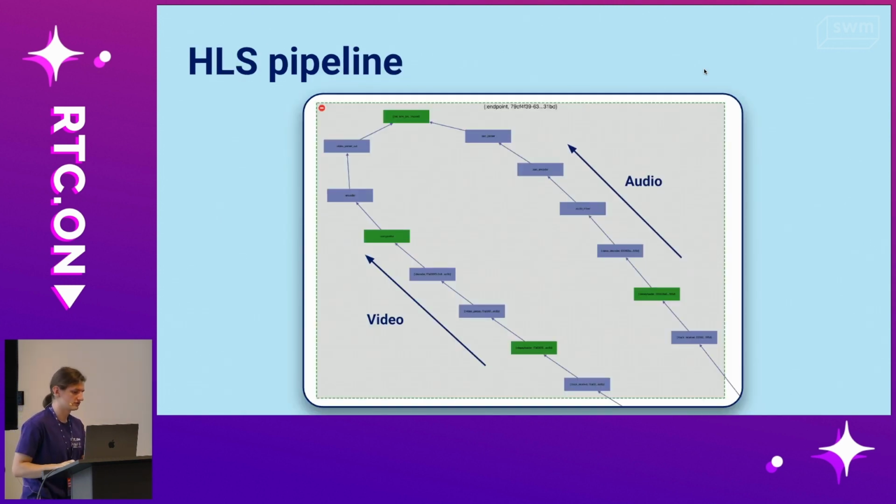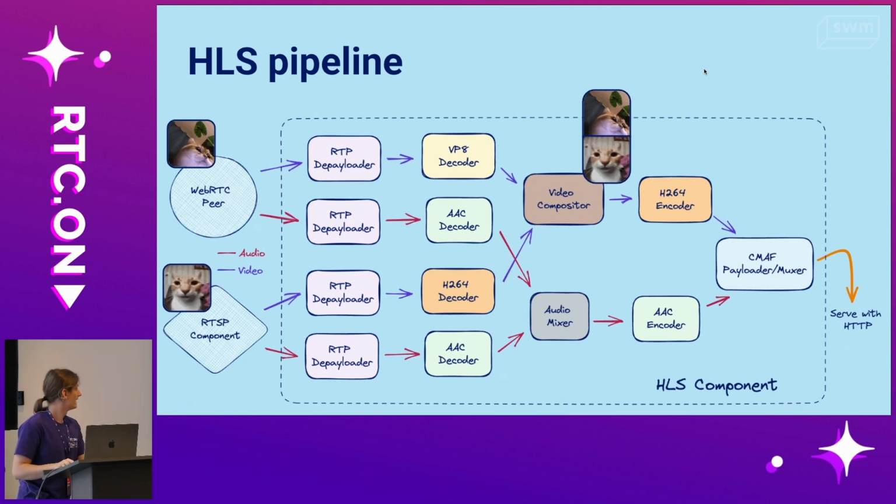This is how the HLS pipelines look. This is the expanded green rectangle from the previous example. In this case, it's very simple because it takes only one video and one audio stream, so the composing and mixing part doesn't really do anything in this case. And as you can see, it really is a pipeline. So there's different elements, and they do different stuff, which I can show you here. And this is basically how it works with other types of peers and components.